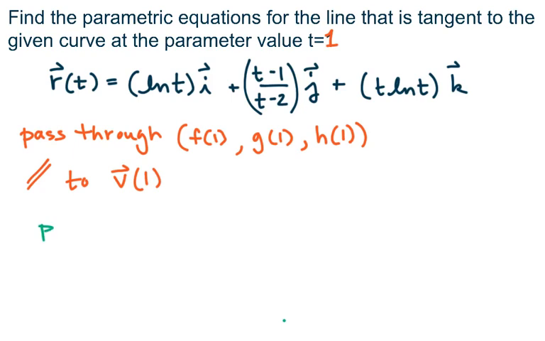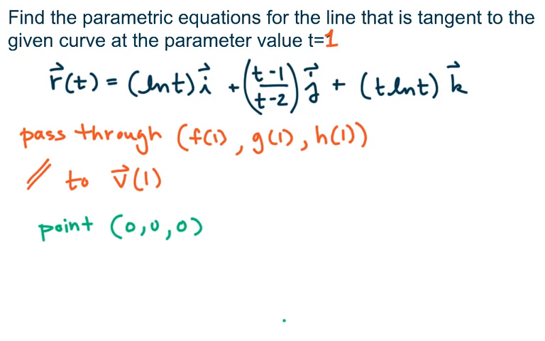So my point, the natural log of 1 is 0. If I plug 1 in here, 1 minus 1 is 0 over 3. I get 0. And 1 times the natural log of 1, that's 1 times 0, or 0. So there's my point. And then my slope is going to be the derivative evaluated at 1.